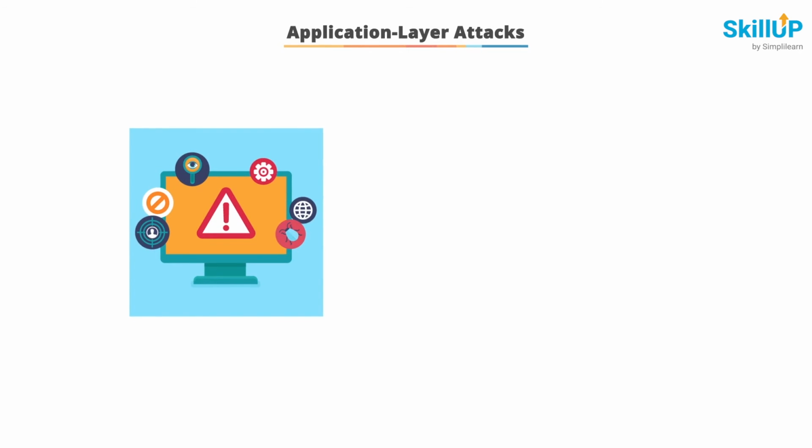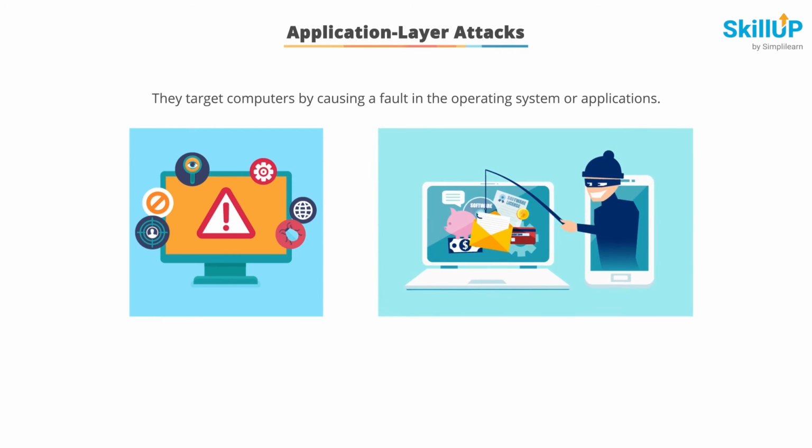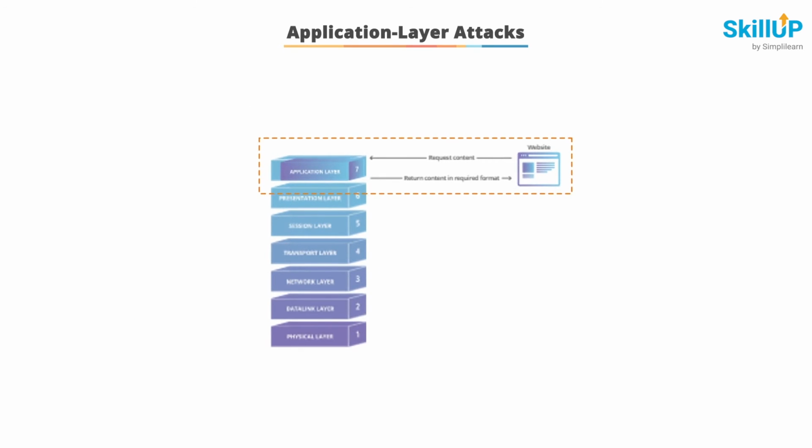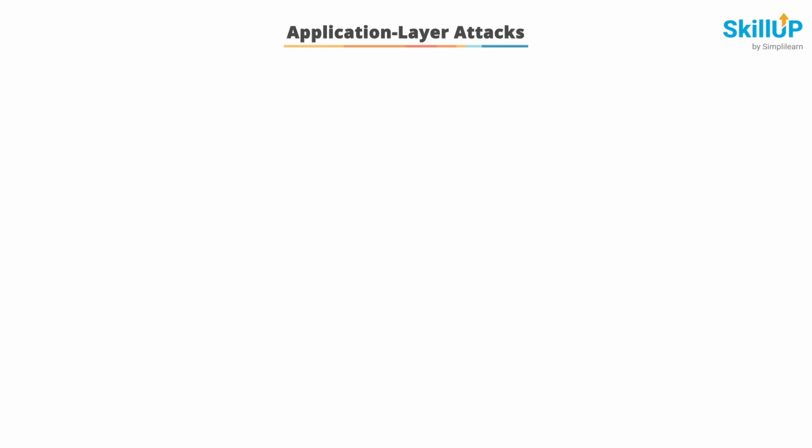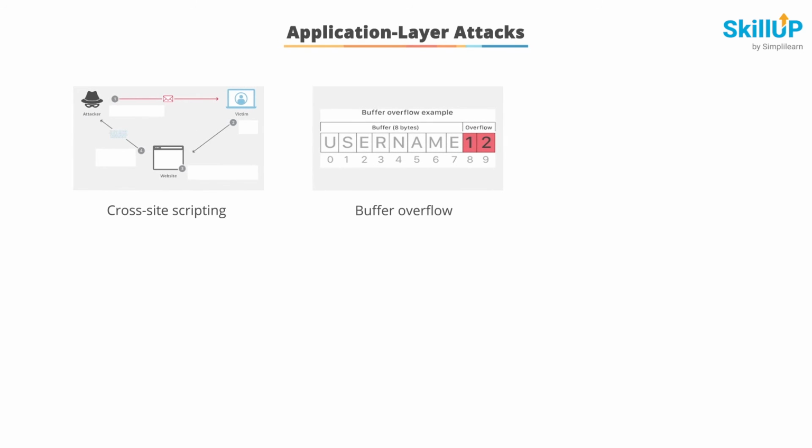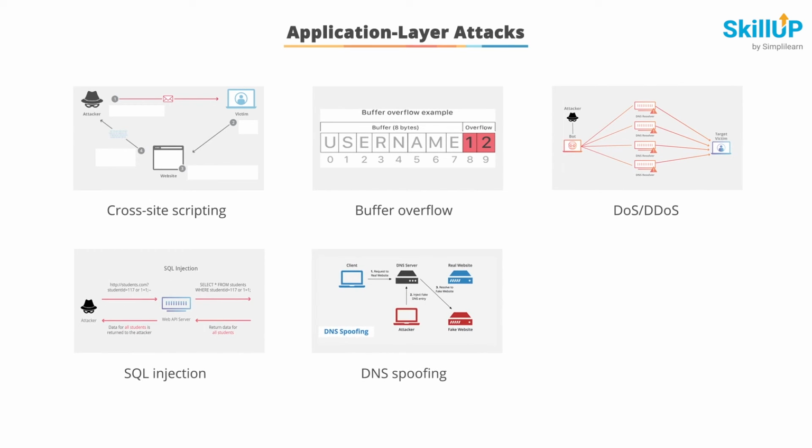Let's talk a little bit about application attacks. An application layer attack targets computers by deliberately causing a fault in a computer's operating system or applications. This results in the attacker gaining the ability to bypass normal access controls. Application layer, or layer 7, attacks refer to a type of malicious behavior designed to target the top layer of the OSI model. Different types of application layer attacks are, for example, cross-site scripting, buffer overflow, denial of service or distributed denial of service, SQL injection, domain name system or DNS spoofing, and domain hijacking.